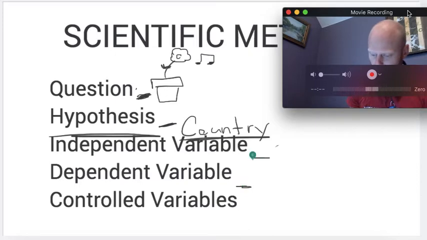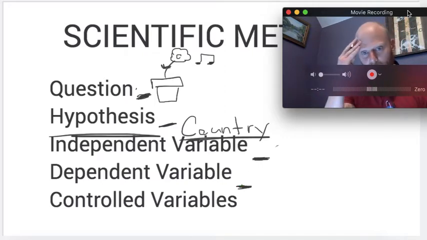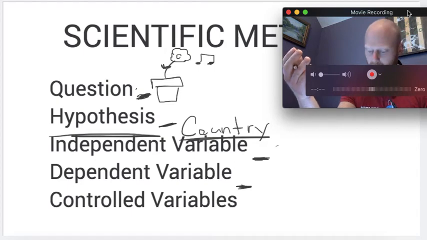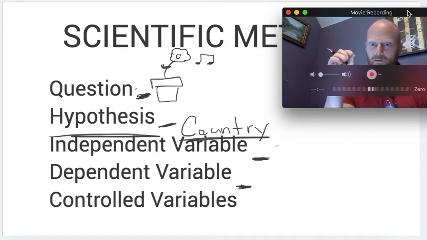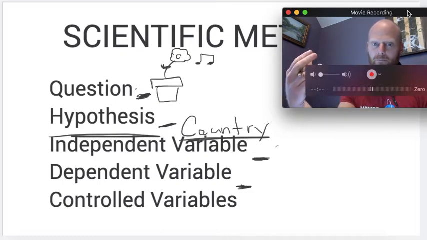Every scientific question, when put into action, has two variables: independent variables and dependent variables. And so those are both found in the question itself. So if you listen to the question, how does music affect the growth of a plant? We have two variables. We have music, and we have its effect on the growth of the plant.